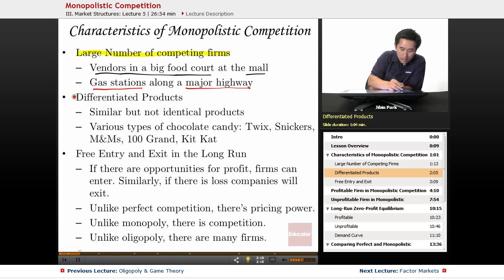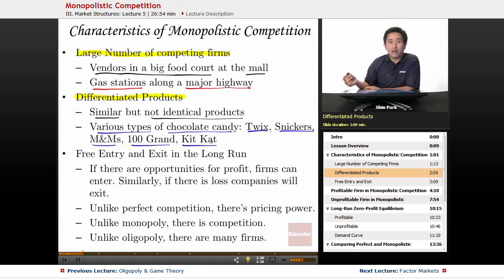The second characteristic of a monopolistically competitive market would be you have differentiated products. So you're not selling the exact same thing. It's similar but not identical products. So for example, there are various types of chocolate candy. You have Twix, Snickers, M&M's, 100 Grand, or Kit Kat. There's similar but not identical jeans. There's similar but not identical economics textbooks. So there's tons of different products out there, and there are different ways of producing the same or similar type of product here.